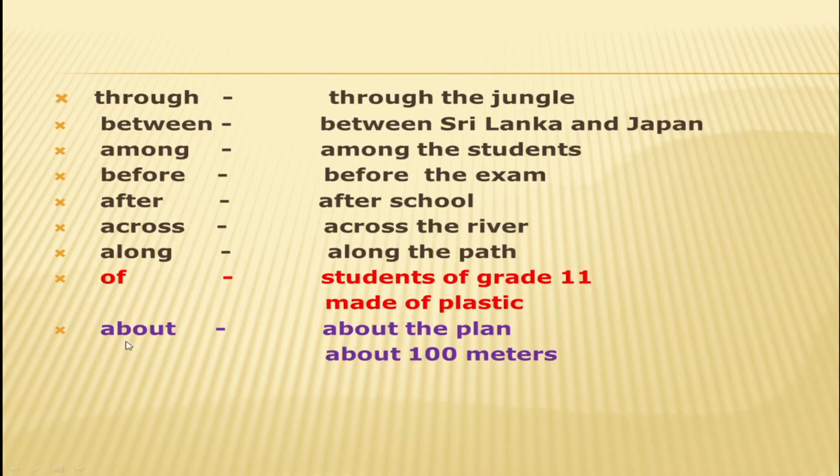Yes. The next word, about. About the plan. About the plan. About 100 meters. Now see two different uses. Okay.